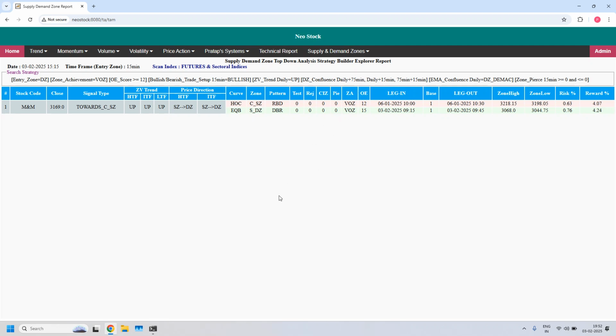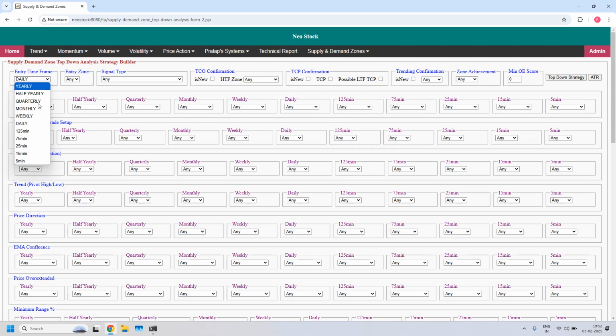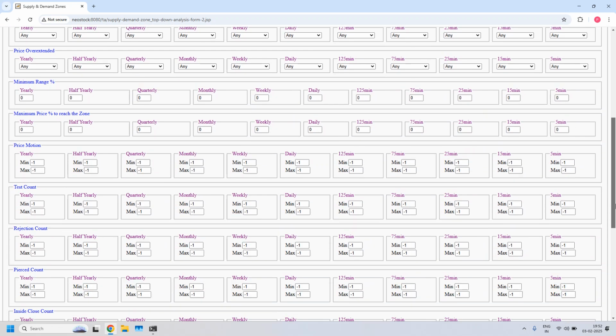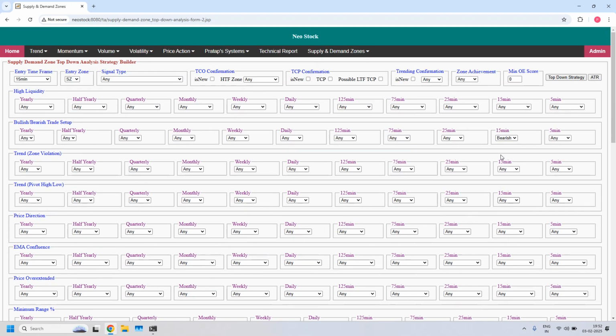Next, bearish trade setup, daily income trade, entry time frame is 15 minutes, entry zone is supply zone. In bullish or bearish trade setup at 15 minutes time frame, I am selecting bearish, and we need to set 3 filters for the 15 minute supply zone. First filter is a pierced count. 15 minutes supply zone should not be pierced. That's why I am setting minimum value 0, maximum value 0.